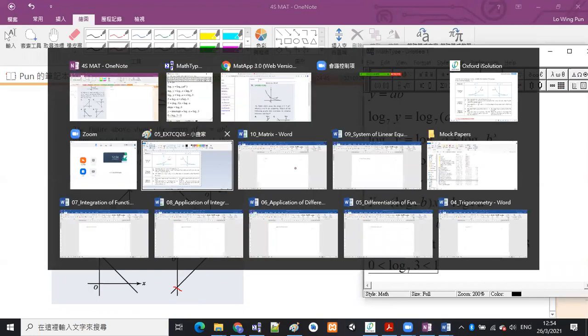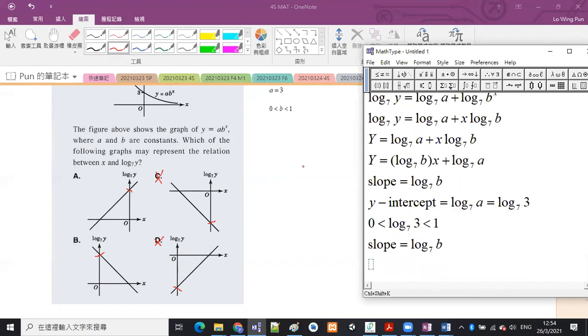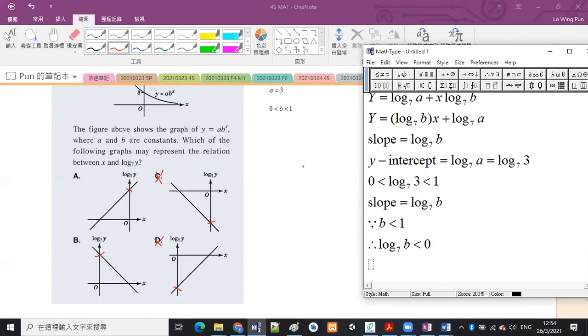Can you get this? And then we need to consider the slope. The slope is equal to log b base 7. But we know that b is less than 1. Because b is less than 1, therefore, log b base 7 should be less than 0. Okay? Which means that the slope of the straight line should be less than 0.